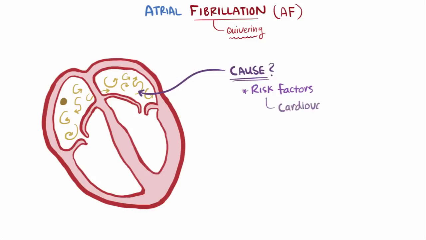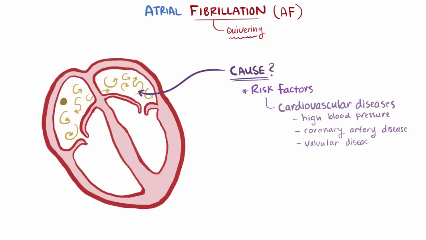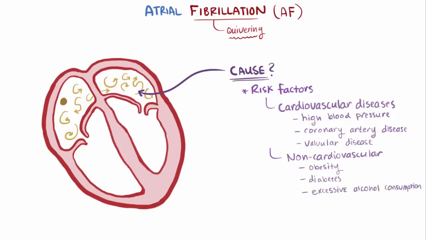AF often happens alongside other cardiovascular diseases, like high blood pressure, coronary artery disease, valvular diseases, essentially anything that can create an inflammatory state or physically stretch out the atria and potentially damage the cells in the atria. Other non-cardiovascular risk factors include obesity, diabetes, and excessive alcohol consumption. Adding to all this, there also seems to be a genetic component as well.